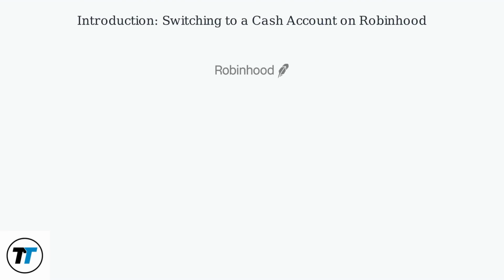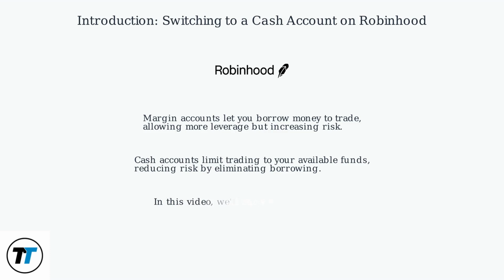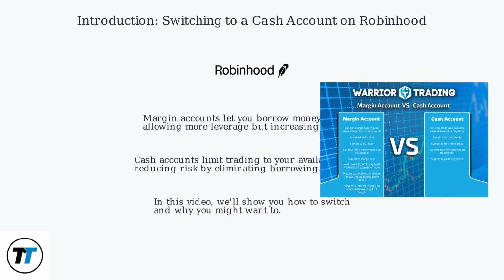Robinhood accounts are often set up as margin accounts, which let you borrow money to trade with more leverage but higher risk. Switching to a cash account limits you to trading with only the funds you have, reducing risk. In this video, we'll show you how to switch and why you might want to.